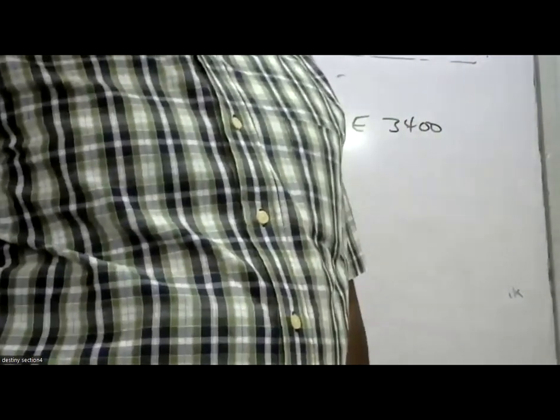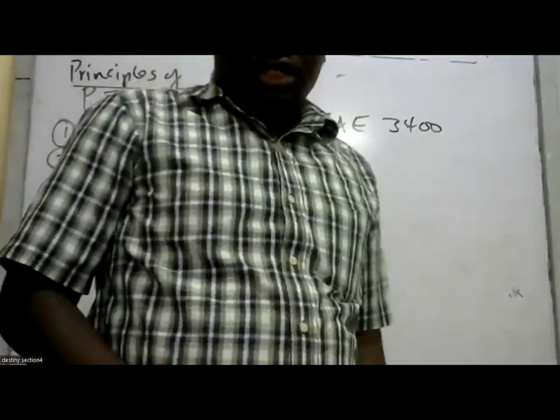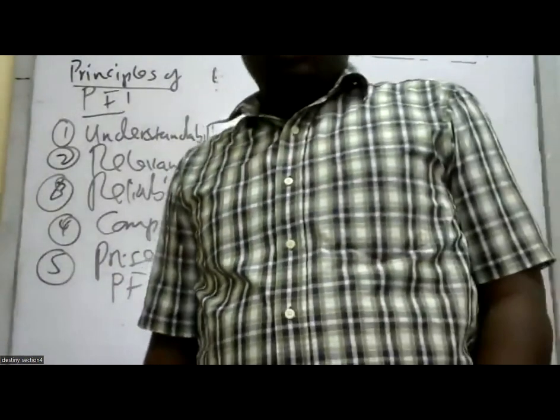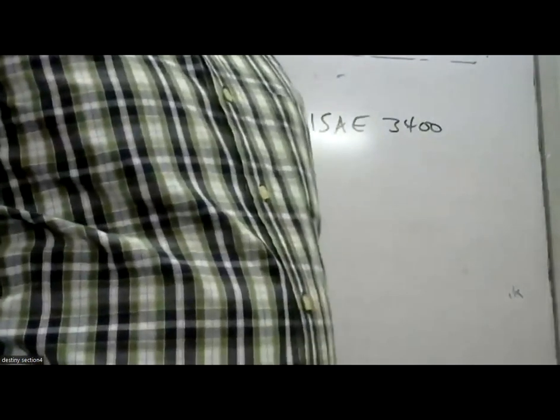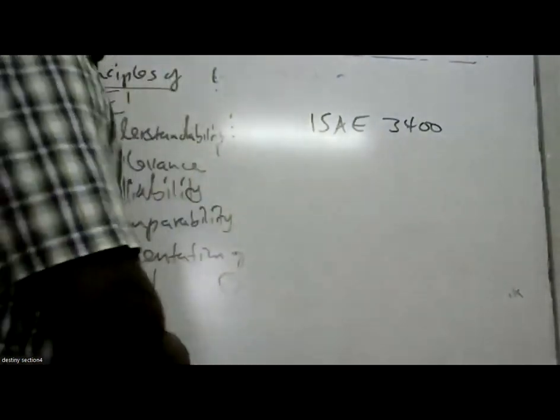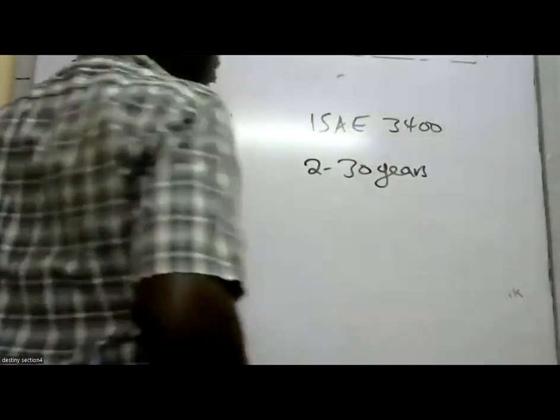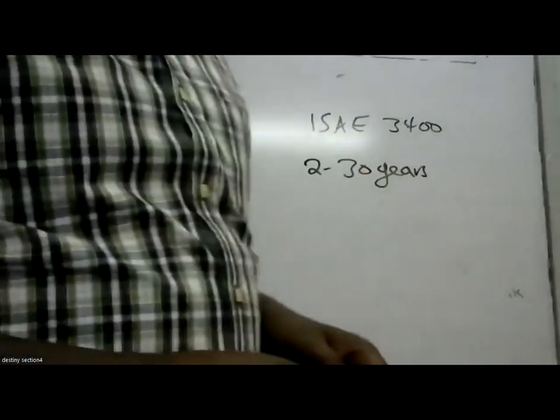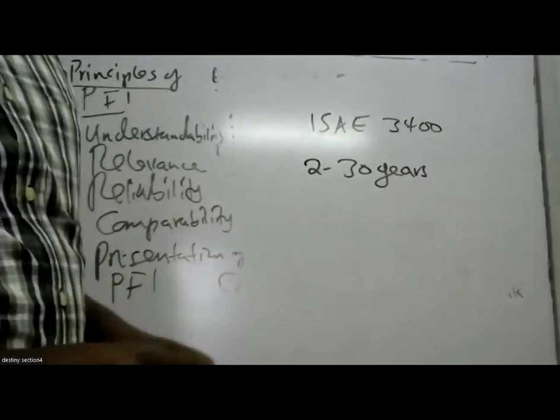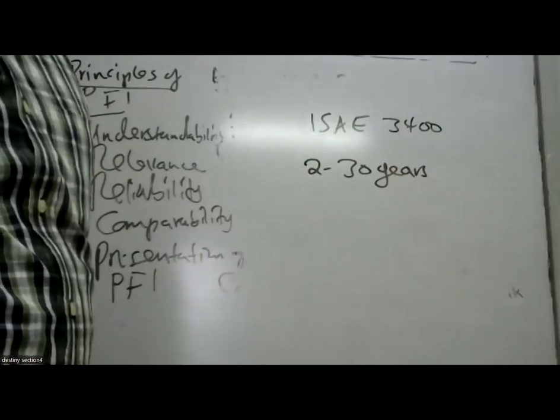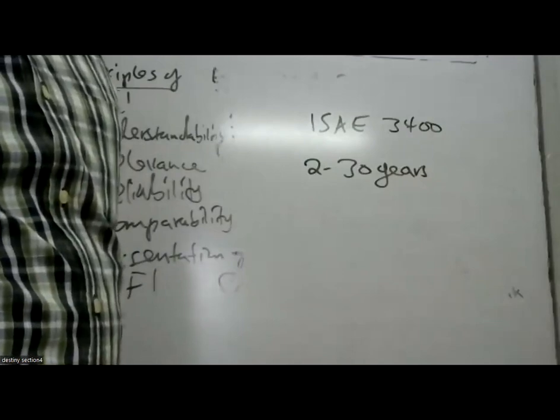So a projection is prospective financial information which is prepared for a period between 2 to 30 years, e.g. a strategic plan.